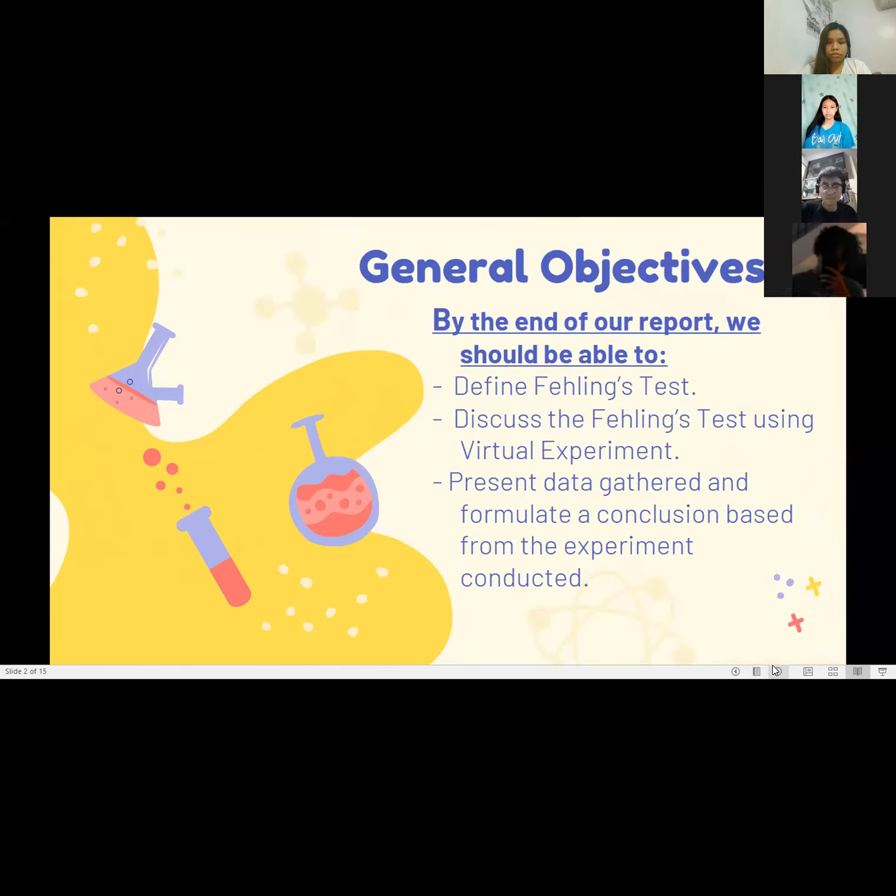So for our general objectives, by the end of our report, we should be able to define Fehling's test, discuss the Fehling's test using virtual experiment, present data gathered, and formulate a conclusion based from the experiment conducted.